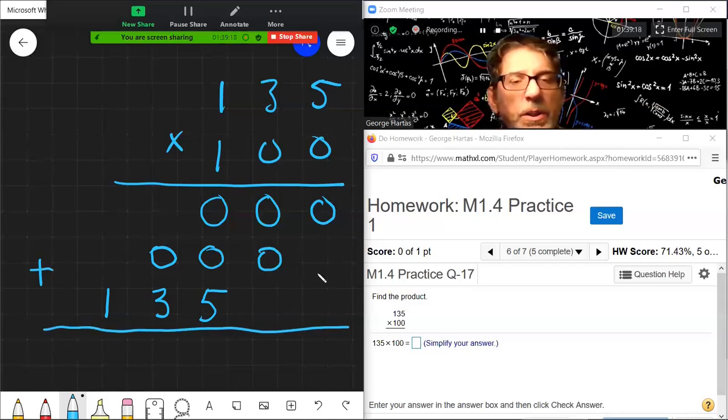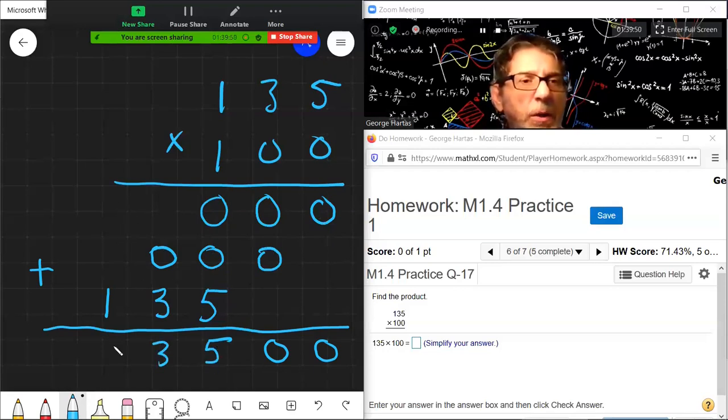So the last step is to add all these numbers that we multiplied. We finished multiplying, and here are the results of the multiplication. All we've got to do now is add these, straight up and down. 0 plus nothing is still 0. 0 plus 0 is 0. 0 plus nothing is still 0. 0 plus 5 is 5. 0 plus 3 is 3. Nothing plus 1 is still 1. So our answer is 13,500.